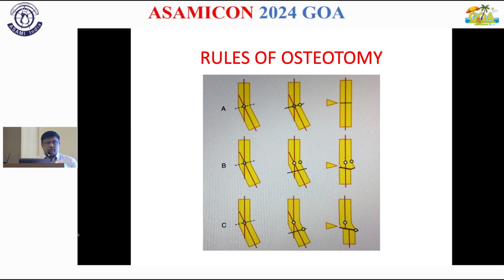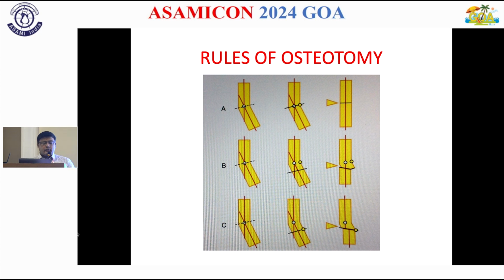And three rules of osteotomy are also there. Coming to rule 1, if we keep the hinge and do the osteotomy also at the CORA level, it will not produce any translation, it will just correct the deformity. It is rule 1. It is the mostly followed rule.